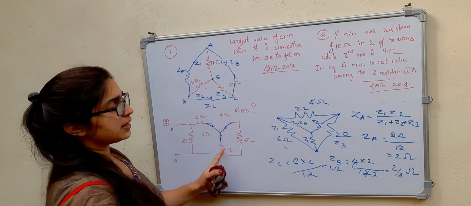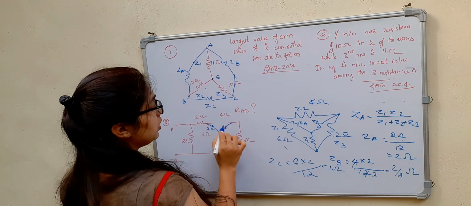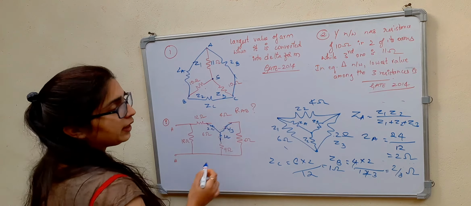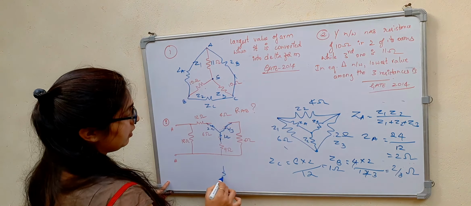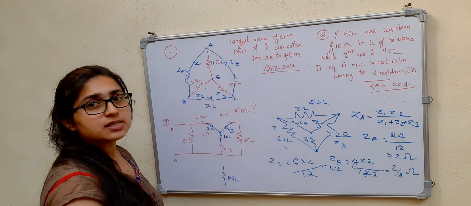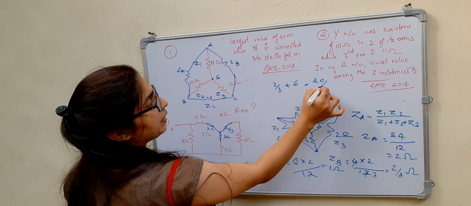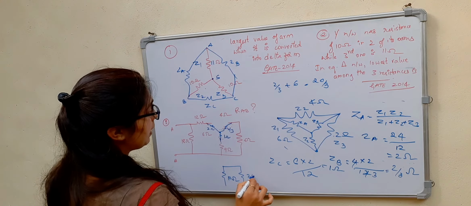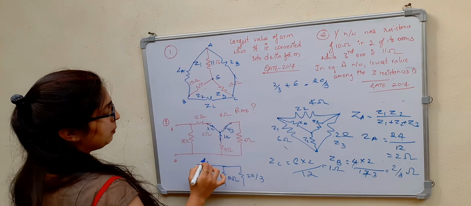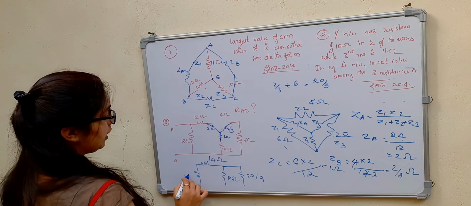What is the value of this ZC? That is 1 ohm. And what is the value of ZA? It is 2 ohm. And what is the value of this? It is 2 by 3 ohms. You know, 1 and 9 are in series, so this will be 10 ohms. And 2 by 3 and 6 are in series, so 2 by 3 plus 6 is 20 divided by 3. Here we have again a series combination, that is 12 plus 2, it is 14 ohms. And here we have 18 ohms.